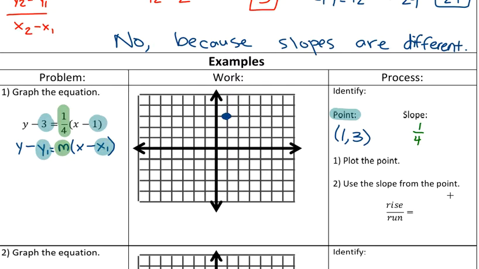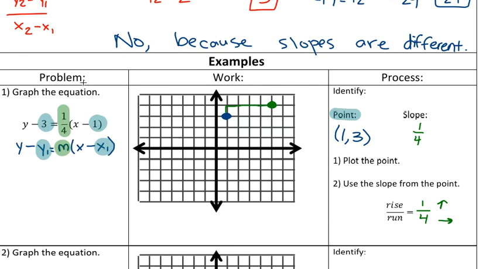Okay, now we use the slope from the point. It tells us our directions, our rise and our run. So remember, it's 1/4. So rise means to go up 1, and then run means to go right and left. And because it's positive, we're going to go to the right. So up 1 over 1, 2, 3, 4, and we make a point. And then we use that nice straight edge. I gave most of you that note card.